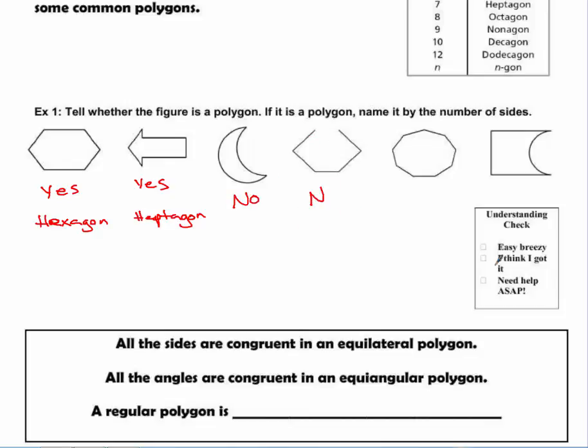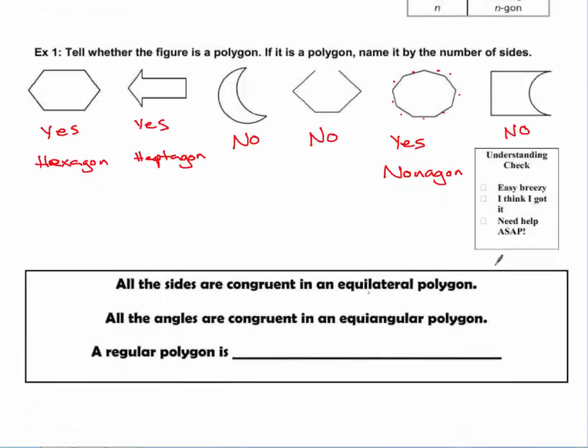Again, this one is not closed, so not a polygon. This one is closed, and it has line segment sides, and it has 1, 2, 3, 4, 5, 6, 7, 8, 9. So 9 sides, we look up here, 9 is a nonagon. So we say yes, it's a polygon, and it's a nonagon. And then this last one over here is a no because it doesn't have a line segment side.